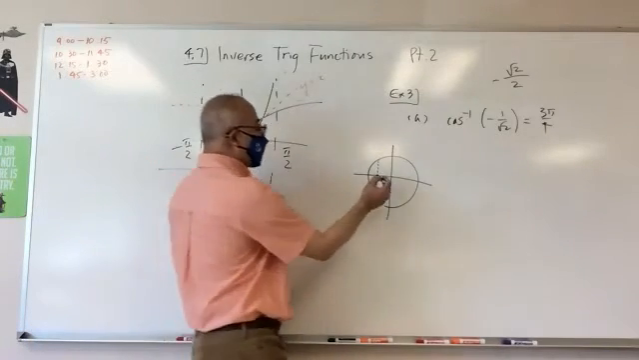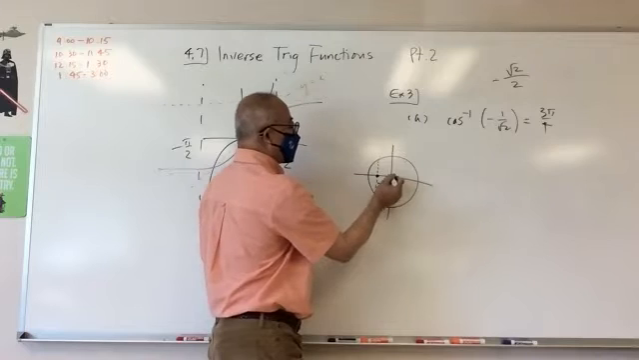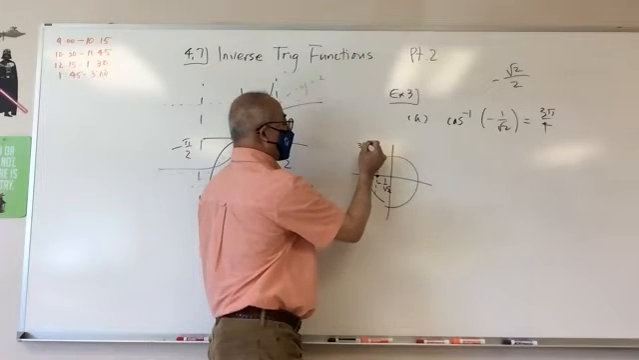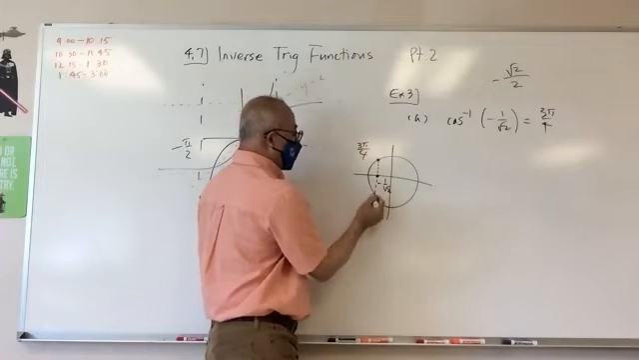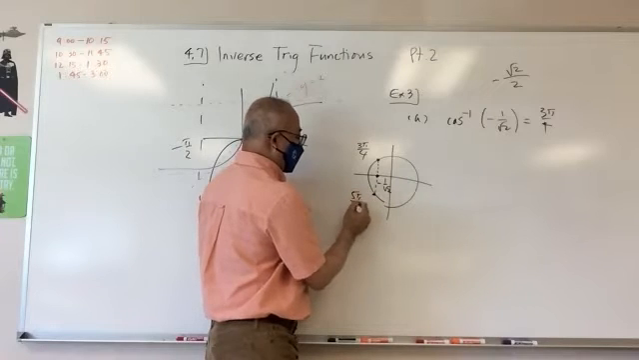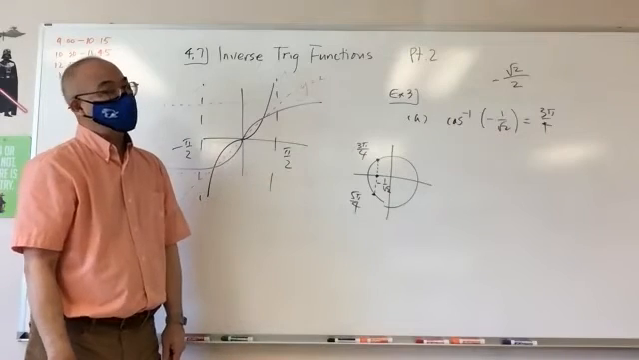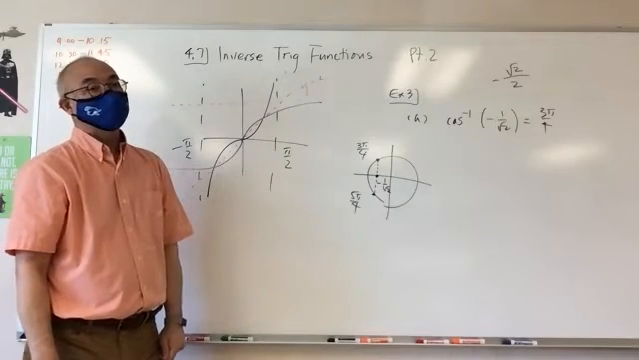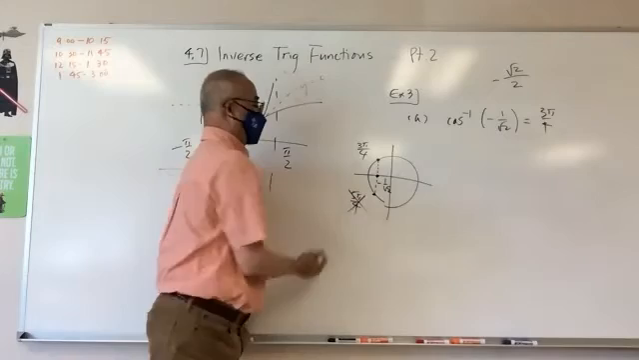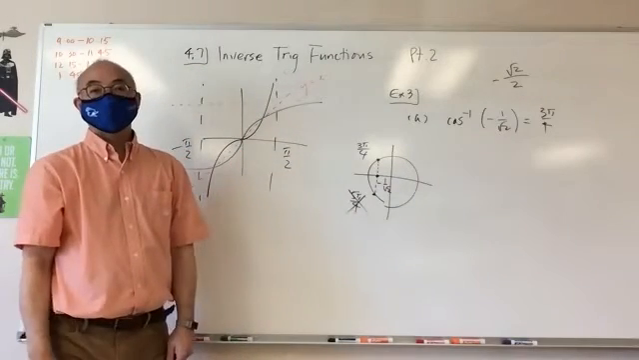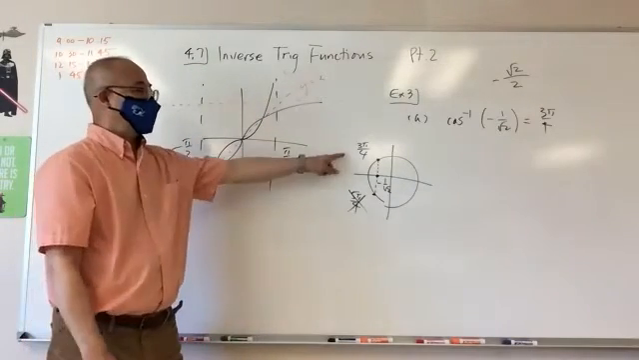So the angle could be what? From either here, which is 3 pi over 4, or here, which is 5 pi over 4. But it has to be between 0 and pi. Therefore, that one does not work. So it's 3 pi over 4.